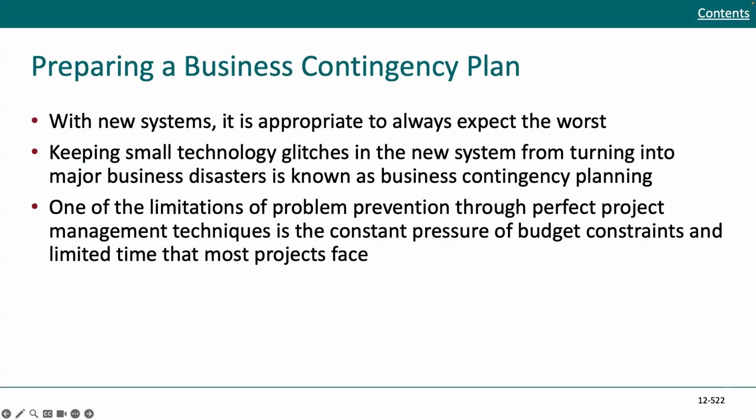In terms of preparing a business contingency plan with new systems, it is appropriate to always expect the worst. That's a smart strategy. Keeping small technology glitches in the new system from turning into major business disasters is known as business contingency planning. One of the limitations of problem prevention through perfect project management techniques is the constant pressure of budget constraints and limited time that most projects face.